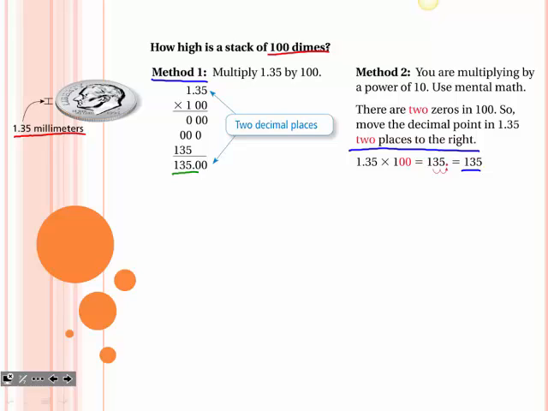Now some of you might be like, why to the right, Mrs. Vincent? Well, because if my decimal point is here and I'm multiplying by 100, my number is getting bigger. So that's why I need to move it to the right. If it was getting smaller, if I was dividing by 100, I'd go to the left. But I'm not. So that's why we went to the right. So that means a stack of 100 dimes is 135 millimeters high. And that's your answer.